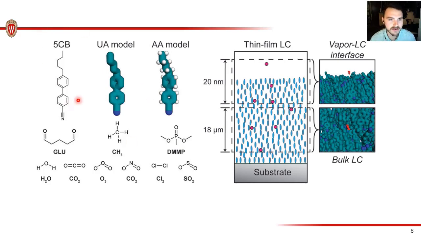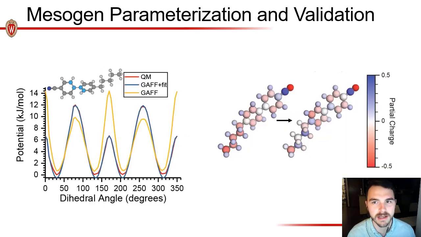So we model the 5CB mesogen using both a united atom and an atomistic model, and we first validate the measurements using glutaraldehyde, methane, and DMMP, because those values exist in the literature. And then we also measure the transport properties of all of the analytes of interest. And the systems we use to verify these and measure the transport properties are, first, a vapor-liquid crystal interface. Then we use a bulk liquid crystal where we're using periodic boundary conditions, which simulates the 18 microns of liquid crystal that exists between the air interface and the substrate. And then we use this system to predict the role of transport. So what we first need to do is parameterize these mesogens.